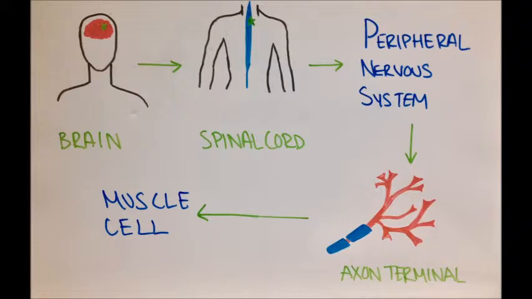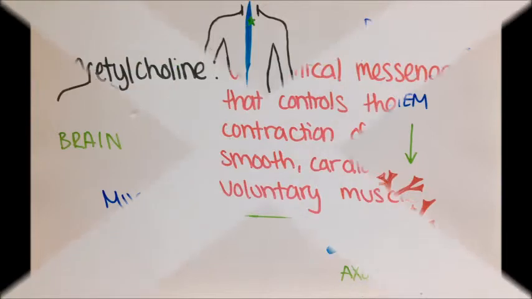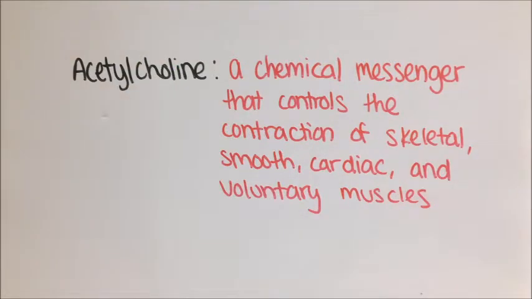The receptors found on this outer sheet are ligand-gated sodium channels, meaning that when a chemical messenger, like a neurotransmitter, binds with it, it allows certain ions to pass through. In this case, the neurotransmitter is acetylcholine, a chemical messenger that controls the contraction of skeletal, smooth, cardiac, and voluntary muscles. Good thing we have this ability to contract, because otherwise we wouldn't even be able to function. That includes breathing, folks!